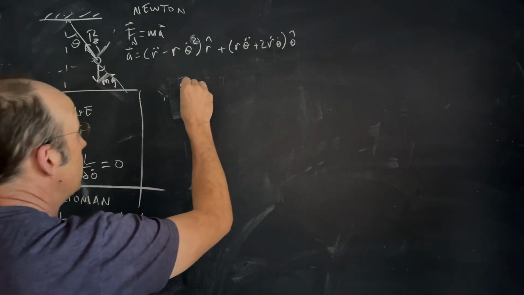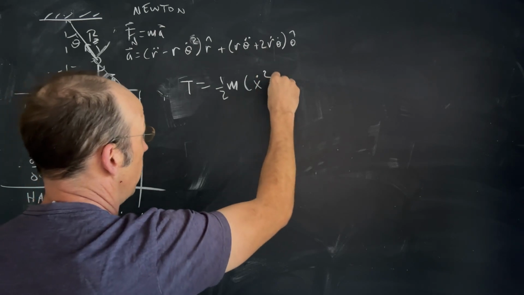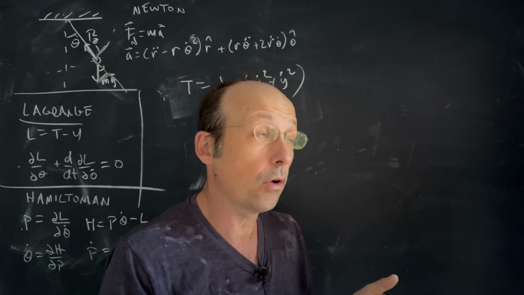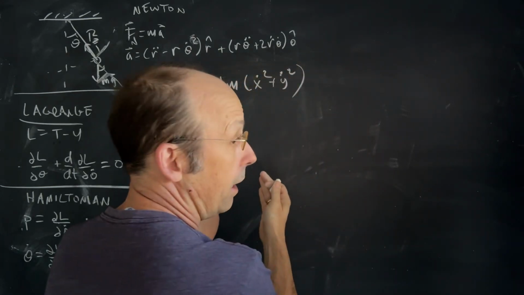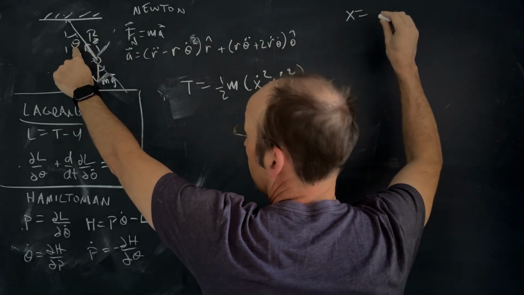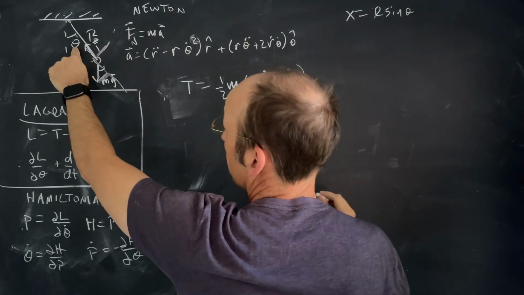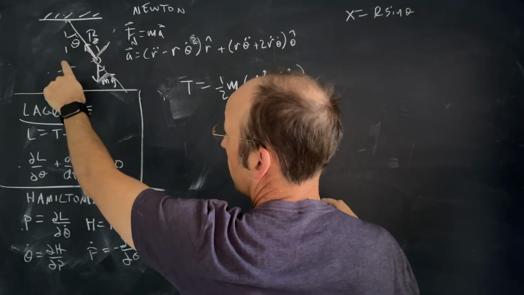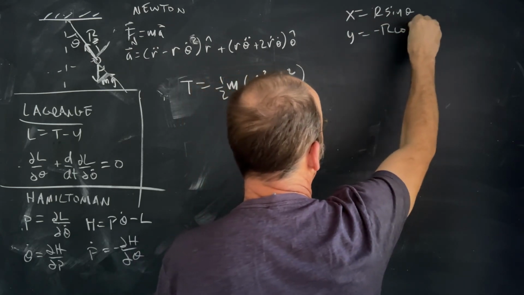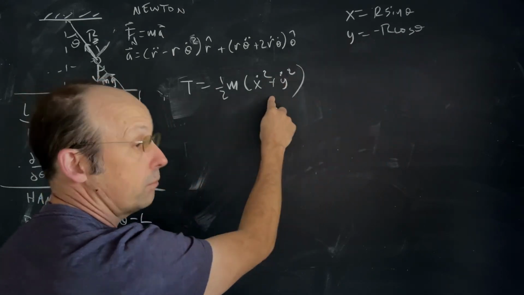So what we do is, I say T is 1/2 m times x dot squared plus y dot squared, because I know the kinetic energy in Cartesian coordinates. So I'm going to write it in Cartesian coordinates. And then x is going to be r times sine theta, right? That's the distance. And then y is negative r cosine theta. I can take my derivatives of my Cartesian coordinates and plug them in there.